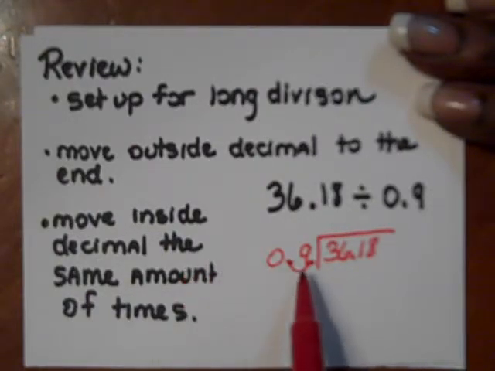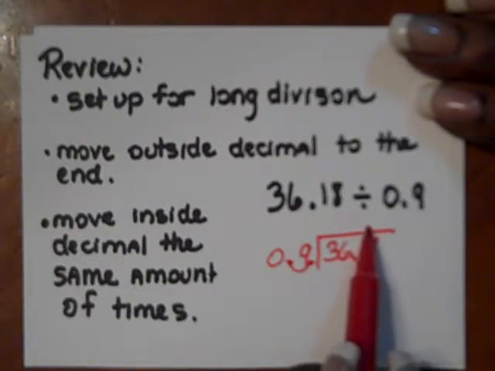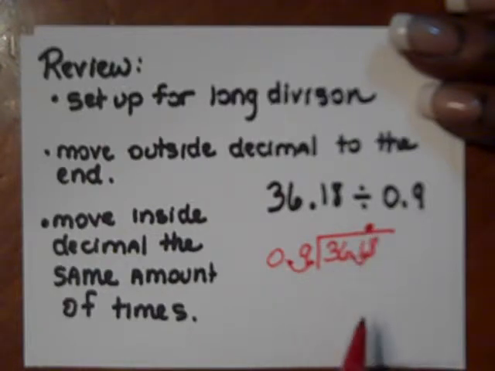And then lastly, since we moved the outside decimal point once back, you must move the inside decimal point once back as well. And also, don't forget to move it straight up. If you go ahead and put it straight up, you won't have to worry about the placement of your decimal point towards the end of the problem.